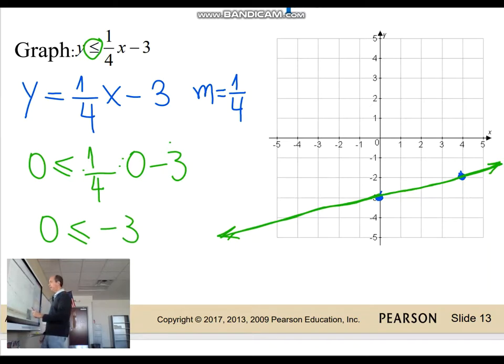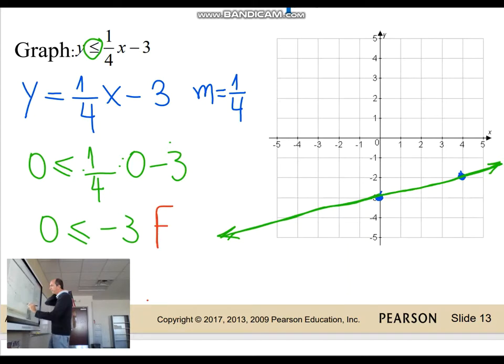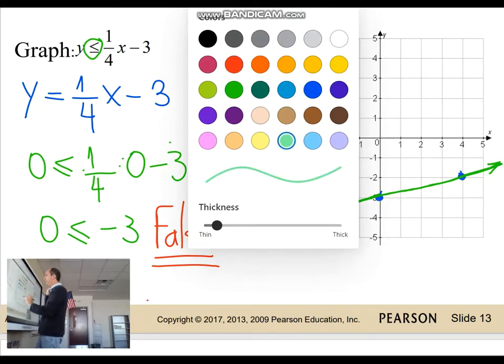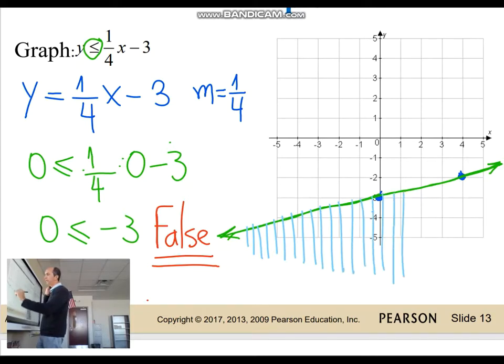What do you think about it? Is this true? Is this false? Is 0 less or equal than -3? Of course, it's false. This is false, right? 0 is more than -3. And we will shade everything that's underneath. It's in the opposite side, the opposite area that does not contain the testing point.